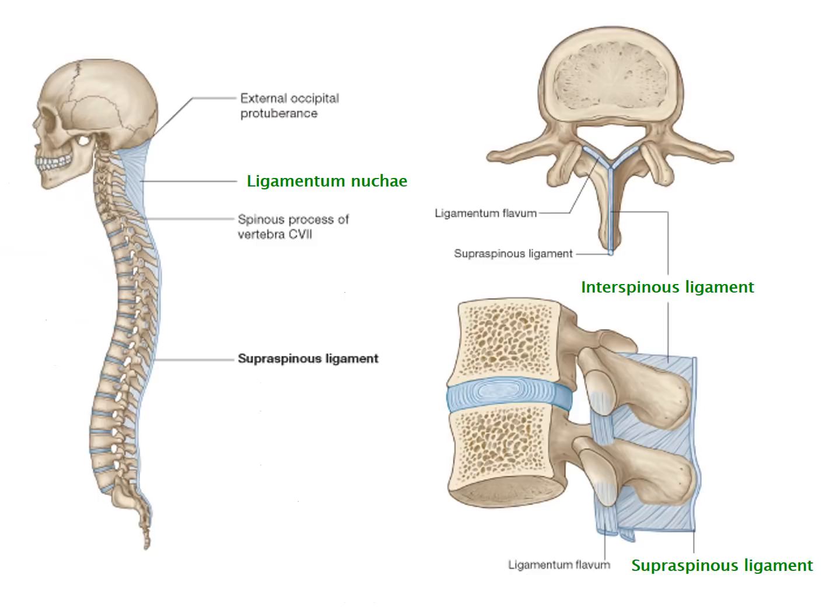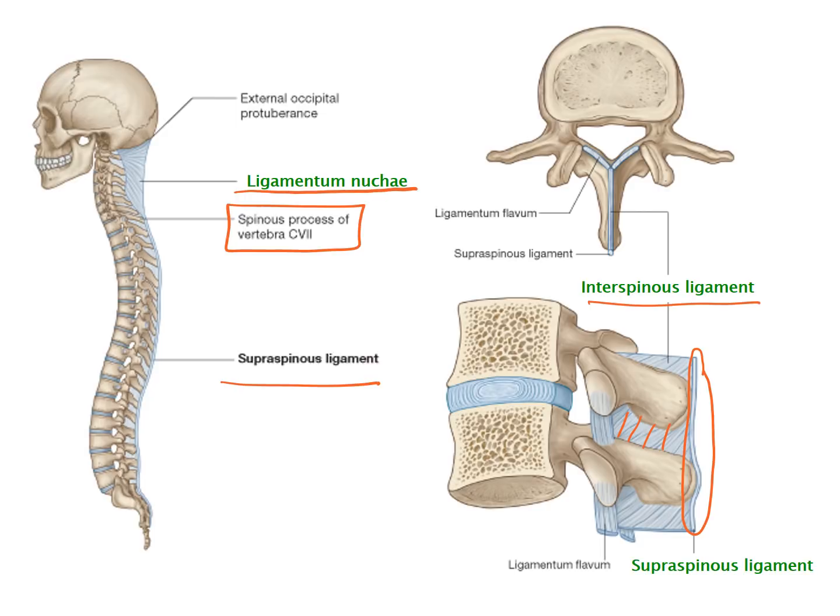Just like the posterior longitudinal ligament, these ligaments also help to resist flexion, hyperflexion of the vertebral column. The spinous processes are joined by a weak membranous-like ligament called the interspinous ligament, shown here. A much stronger fibrous cord-like ligament called the supraspinous ligament runs along the tops of the spinous processes. The supraspinous ligament runs from the vertebra prominens, which is the spinous process of C7, all the way down to the sacrum. The ligamentum nuchae, which we've encountered already, is a continuation of the supraspinous ligament that runs all the way up to the external occipital protuberance.